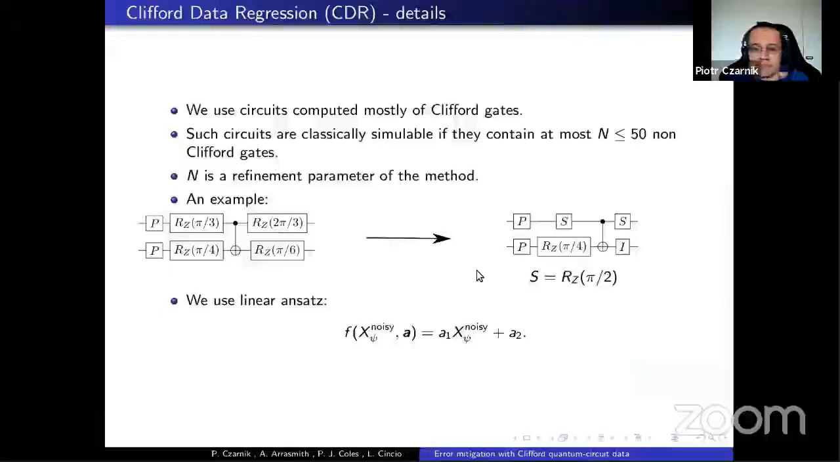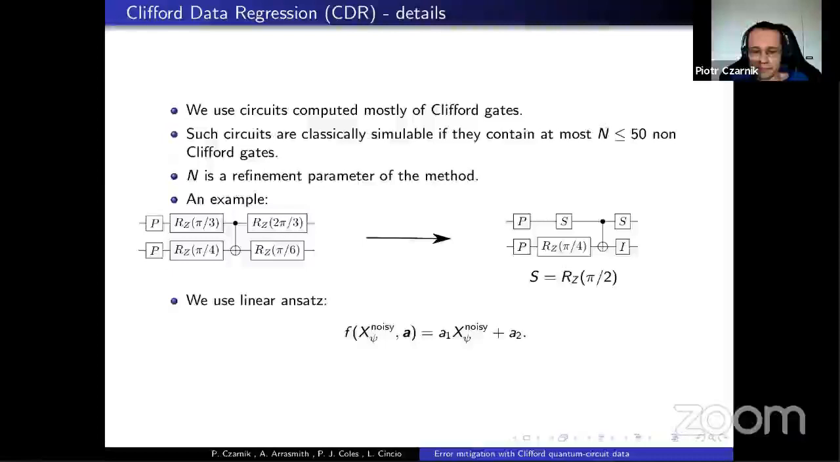To go into more detail, the first element about which I would like to speak is the actual choice of these training data, or circuits which we use to construct these training data. So we use circuits which are composed mostly of Clifford gates. Clifford gates are just gates which map Pauli operators into Pauli operators, but we are interested in them because such circuits can be simulated classically.